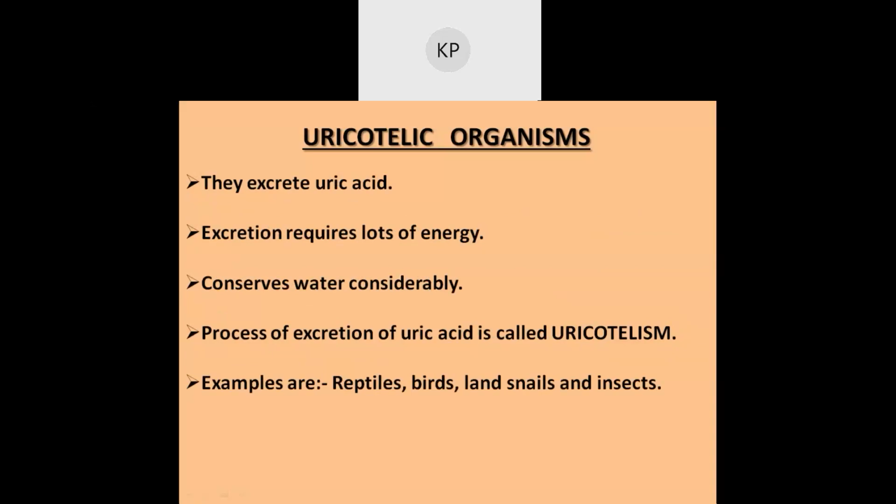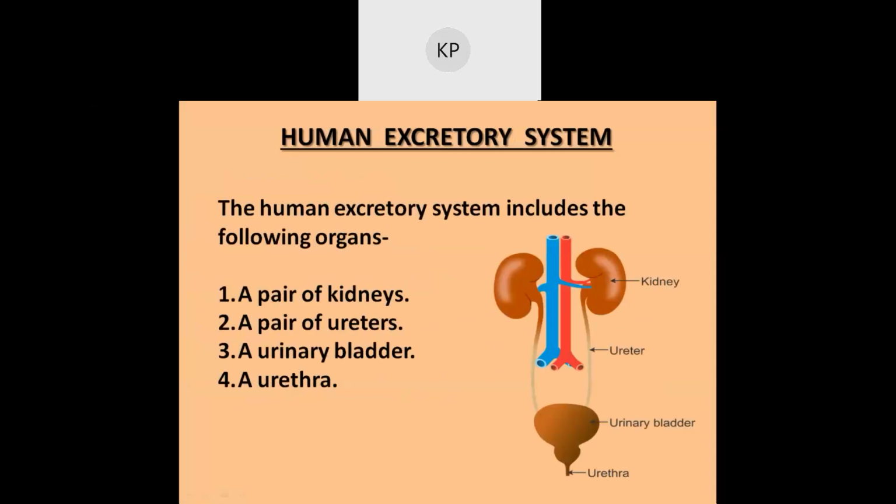Uricotelic organisms. These organisms excrete uric acid. The excretion of uric acid requires a lot of energy, but it conserves water considerably, as it is excreted in the form of pellets or paste involving very little water. Nucleic acid degrades to form uric acid in these animals. The process of excreting uric acid is known as uricotelism. Examples are reptiles, birds, land snail, and insects.